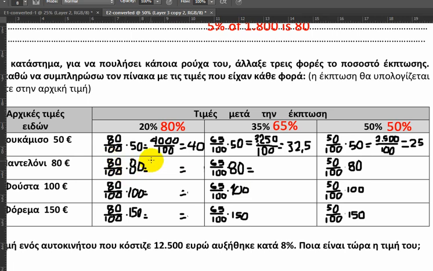So 80 times 80 would give me 1,600 over 100. Wait, no, sorry, that was a mistake. I did 8 plus 8. It's 6,400. Sorry about that. Divided by 100. So we get 64.